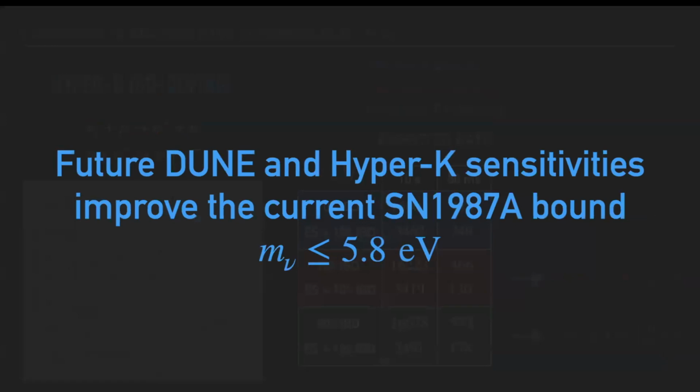From this analysis, the result that we got is that the future neutrino observatories Dune and Hyper-K can improve the sensitivity that we already have from supernova 1987A, which is currently set to 5.8 electron volt at 95% confidence level.